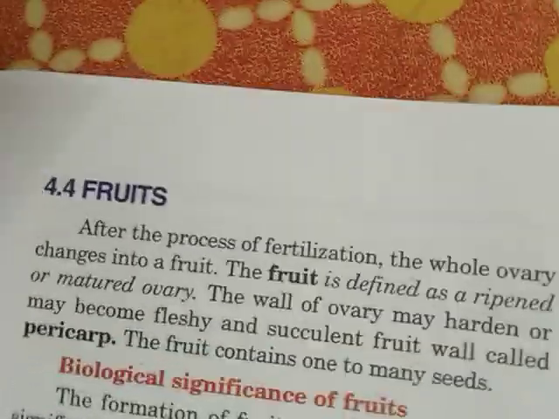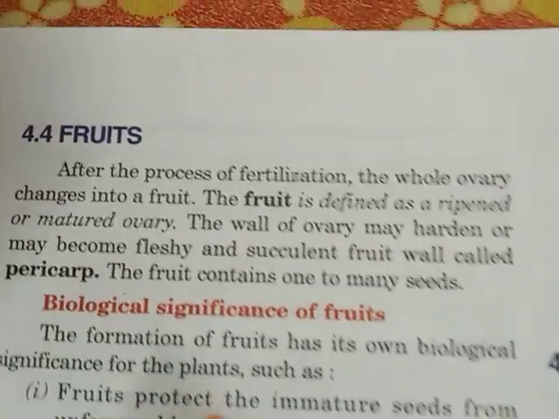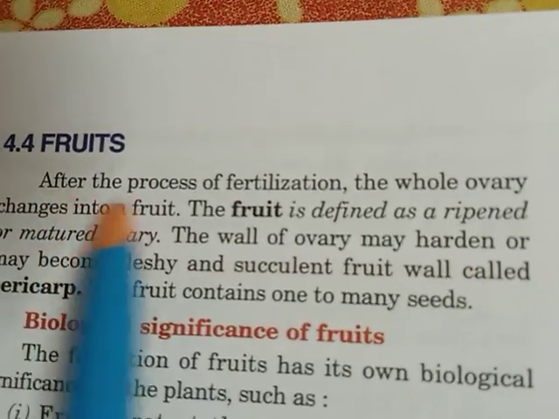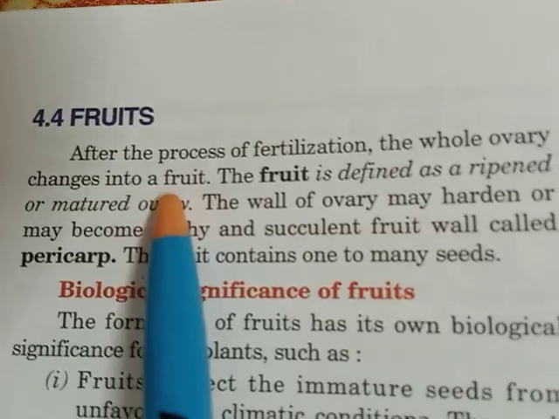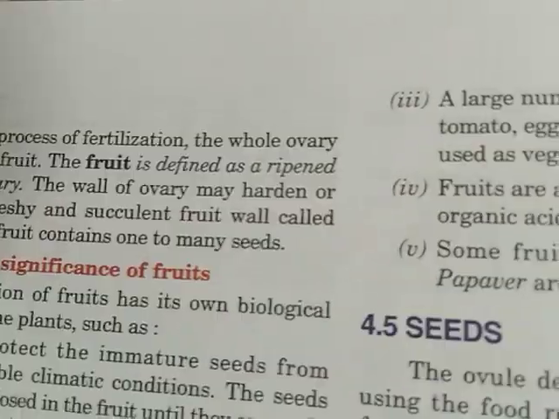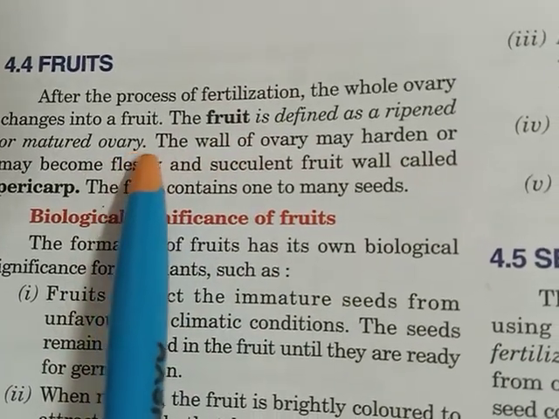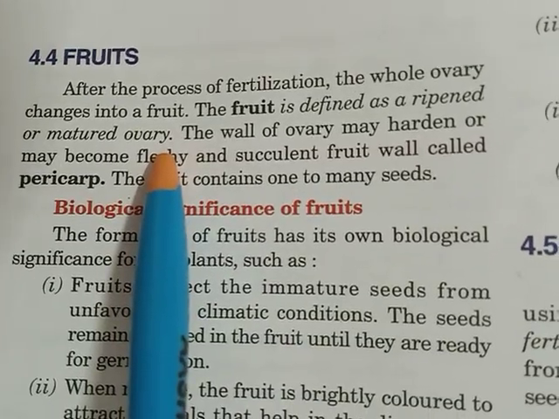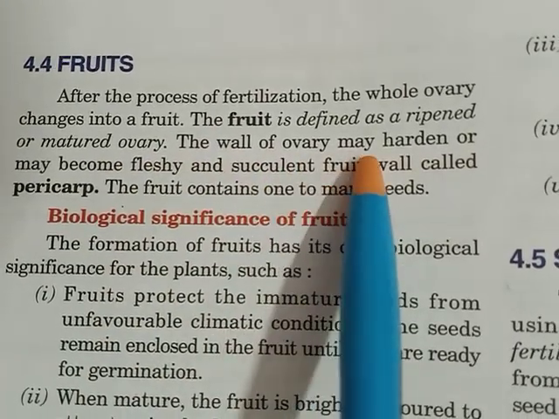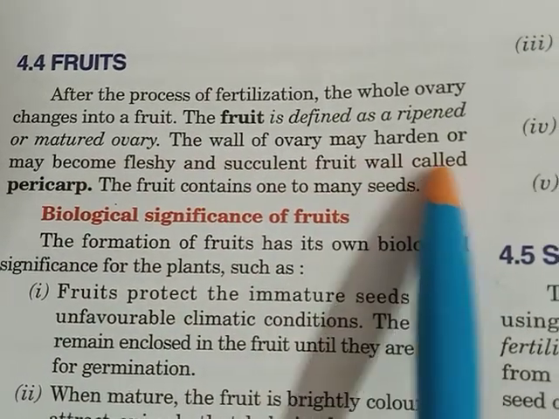Now we will see the fruit. So what is a fruit? The mature ovary after fertilization forms the fruit. So the mature ovary is known as a fruit. After the process of fertilization, the whole ovary changes into a fruit. The fruit is defined as a ripened or matured ovary. The wall of the ovary may harden or may become fleshy and succulent, and the fruit wall is called the pericarp.